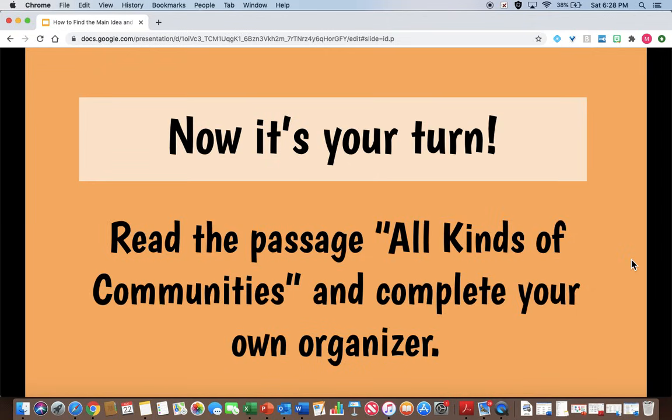You're going to be reading the passage, All Kinds of Communities, and then you're going to complete your own organizer. If you have any questions, please feel free to ask your teacher. That's what we're here for.